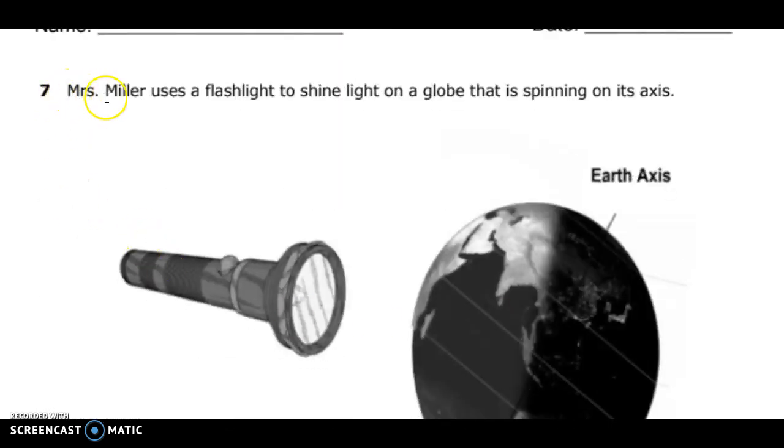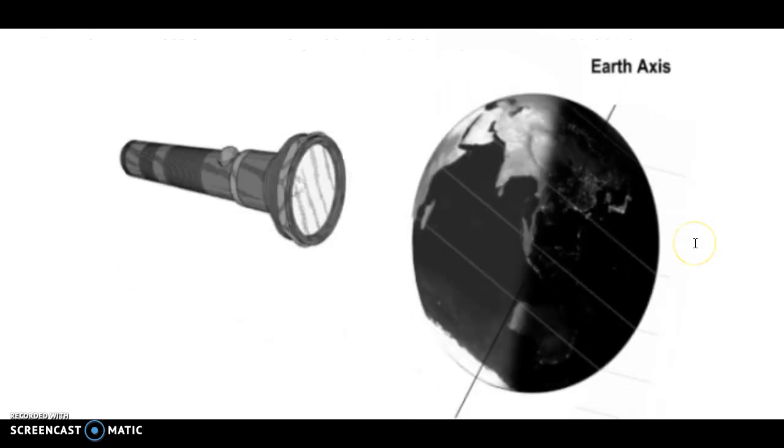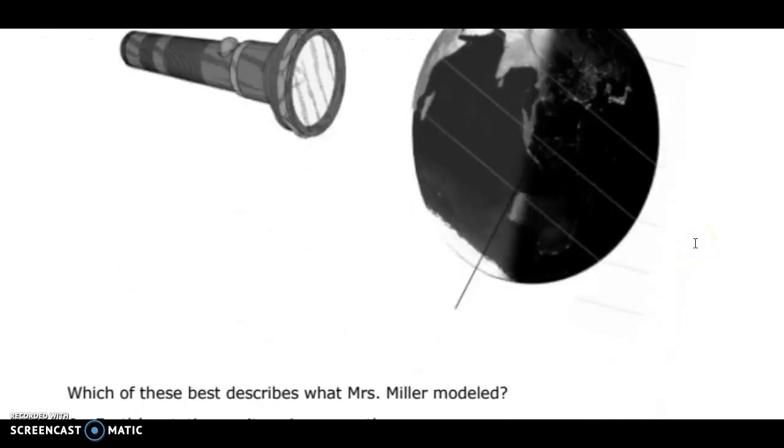Seven. Mrs. Miller uses a flashlight to shine light on a globe that is spinning on its axis, Earth's axis. Which of these best describes what Mrs. Miller modeled?